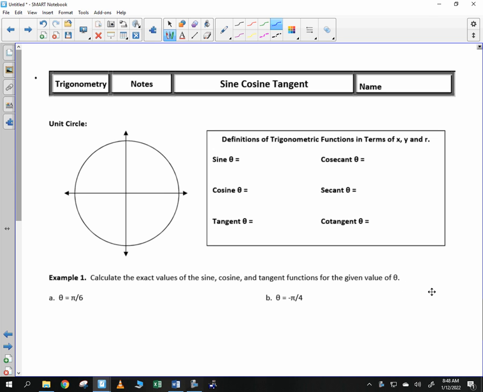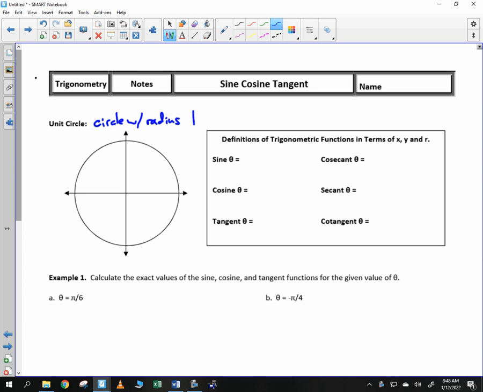And as long as you know how to do what we just did, you're going to be fine for this. Even if you don't know how to do what we just did, this is going to help teach you that process. And so we start with the unit circle. The unit circle is a circle with radius 1. We've already talked about that, right?